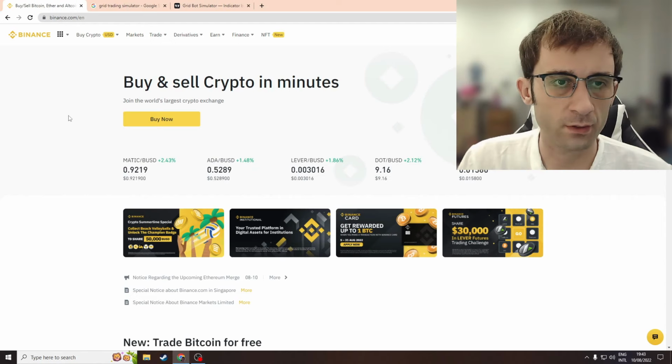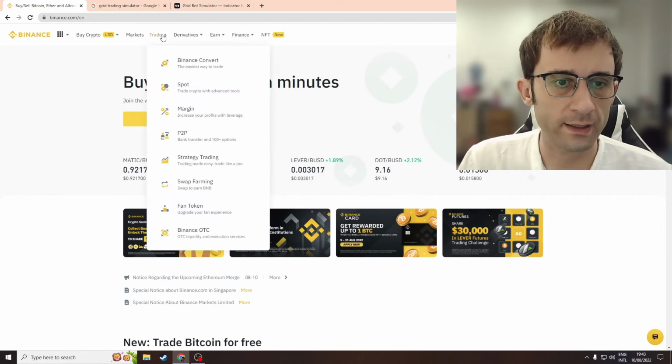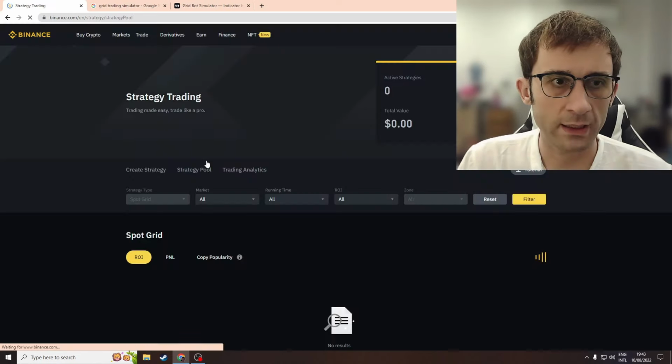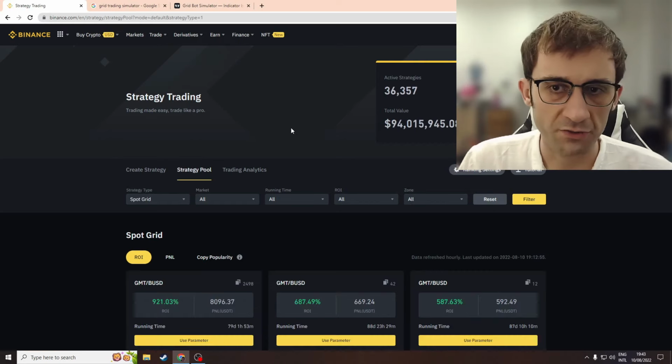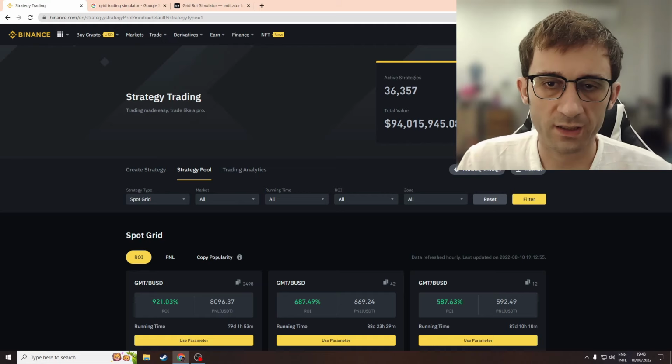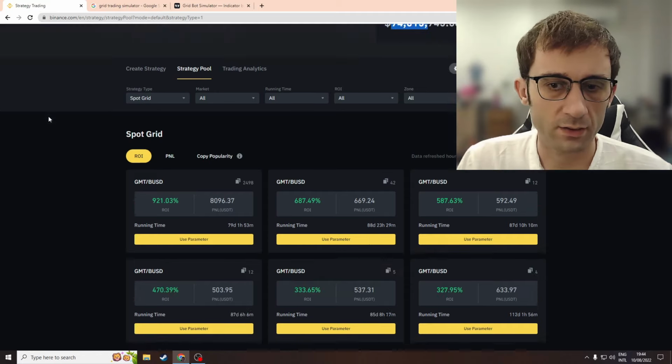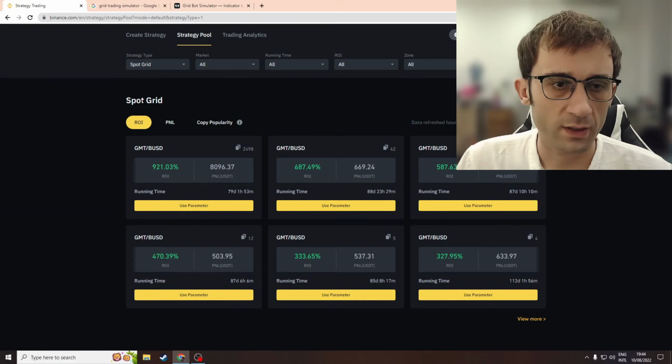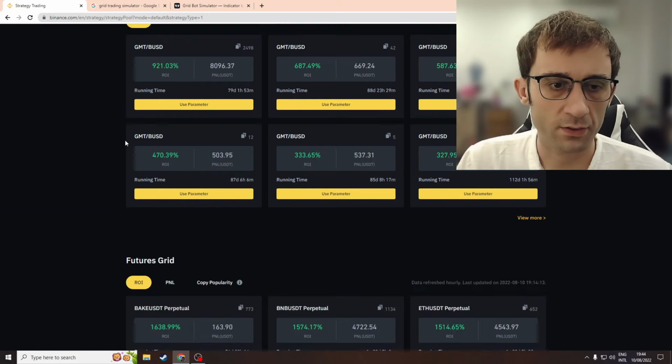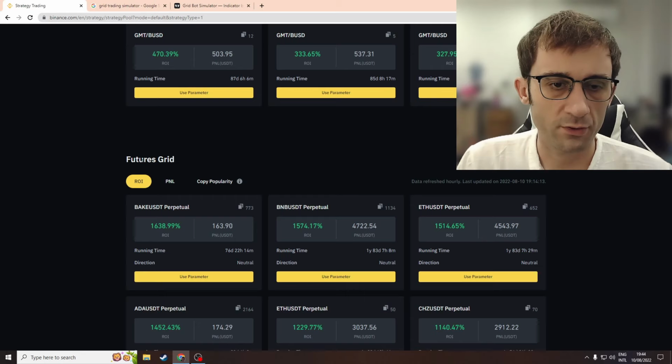But if you already have one, you can go across to trade and then strategy trading. Basically these are just pre-existing templates for grid trading. But Binance have so many trading pairs available. They have 36,000 pairs of different templates, and they have $94 million invested into the different strategies. So you can decide if you want to trade on spot, or you can do futures trading.